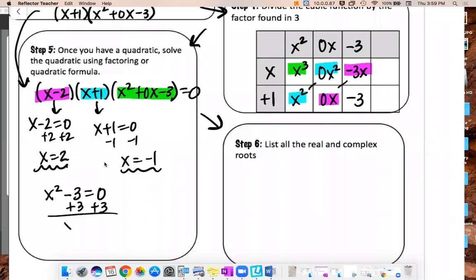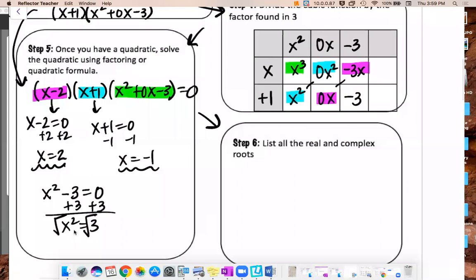So you get x squared equals 3, and then in order to get rid of the squared right here, you do a square root. Just remember when you do that square root, we put the plus or minus in front. So on this side, your square root and your squared cancel, so you get x equals plus or minus the square root of 3, and those are your other answers.